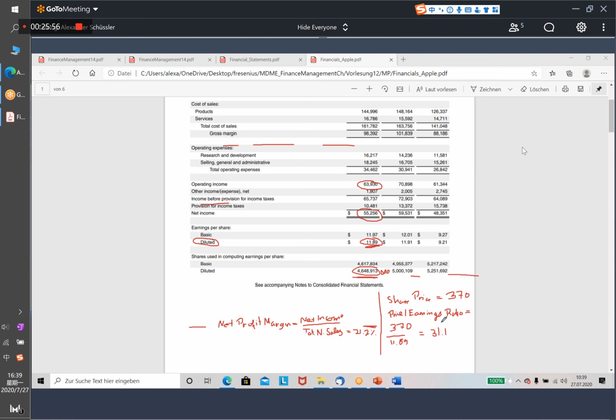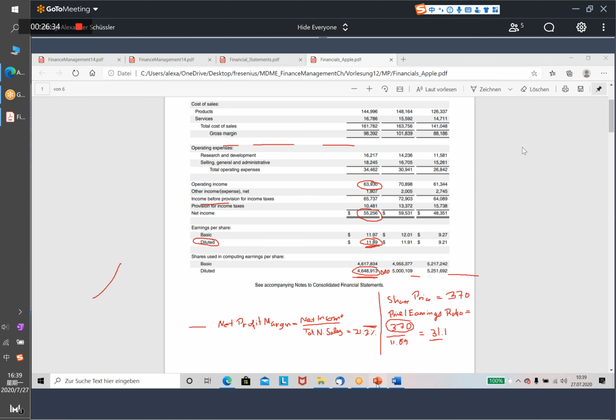Yeah, because if you look at the stock price of Apple, maybe you have a chart or something like that, if you Google it, it has risen in the last couple of years and months. So it has gone up, and that made the price more expensive. And if you divide the price by the earnings per share, you get a relatively high number of 31.